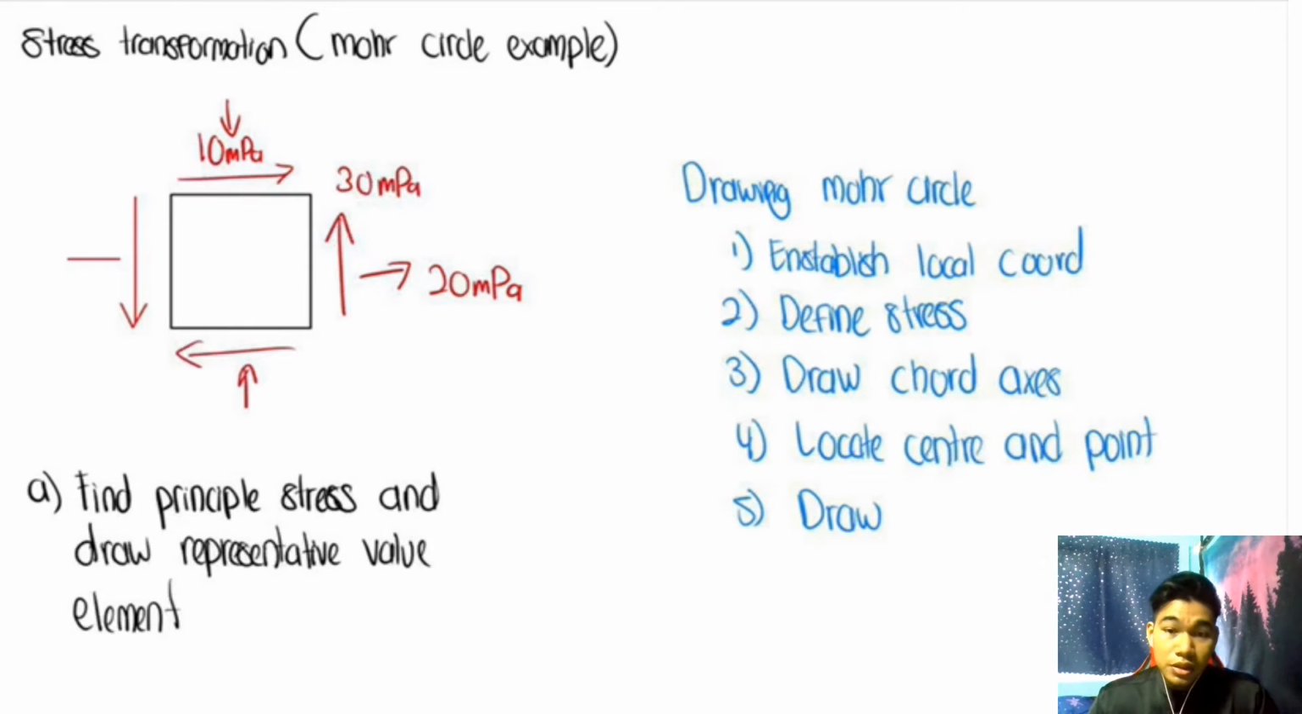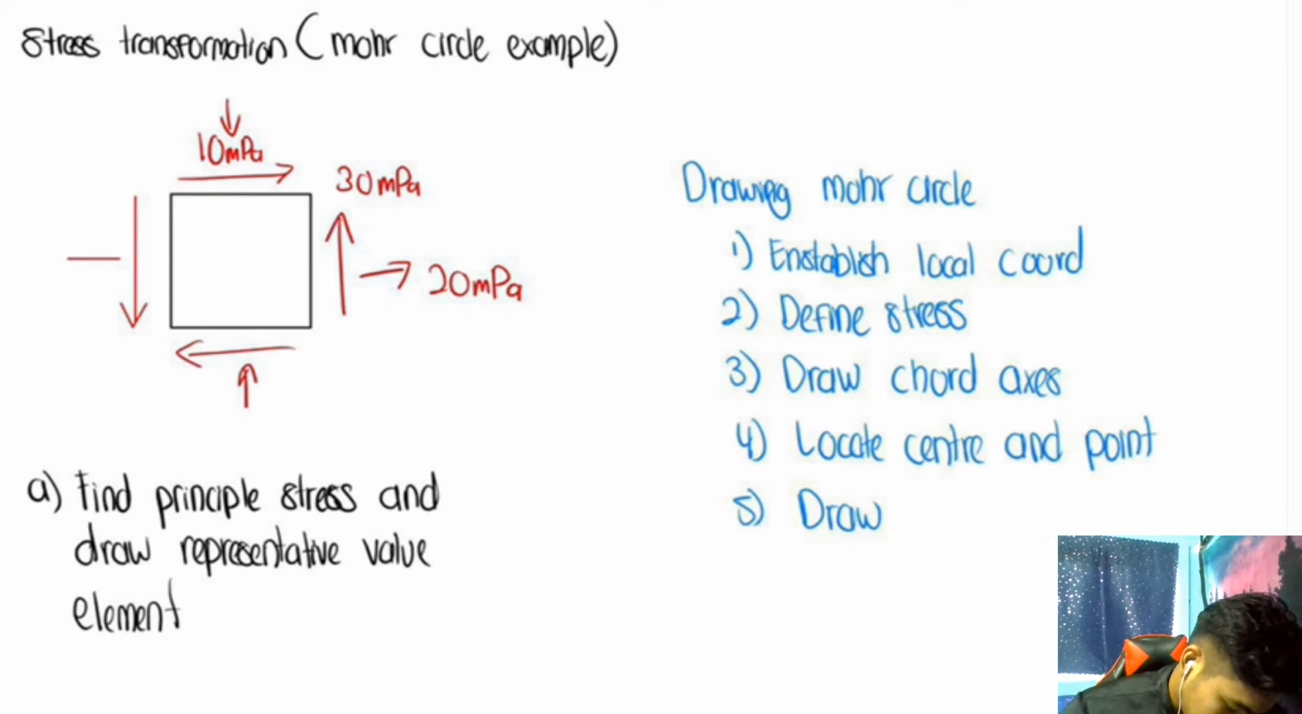Okay, Assalamualaikum. In this video, we are going to do stress transformation with Mohr circle. Given the state of stress here with normal stress values of 20 megapascal and negative 10 megapascal, and shear stress of 30 megapascal, what we are going to find are the principal stresses and the representative values for element A. At the left I have summarized the process that I like to use for drawing Mohr circle.